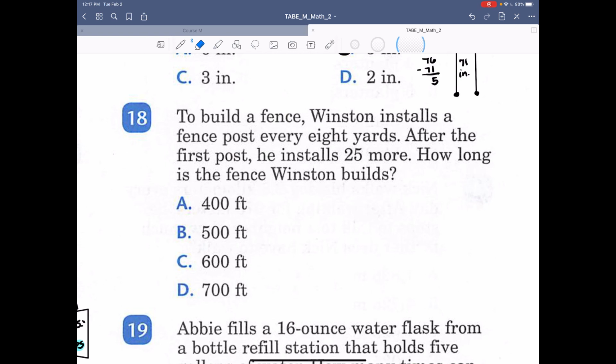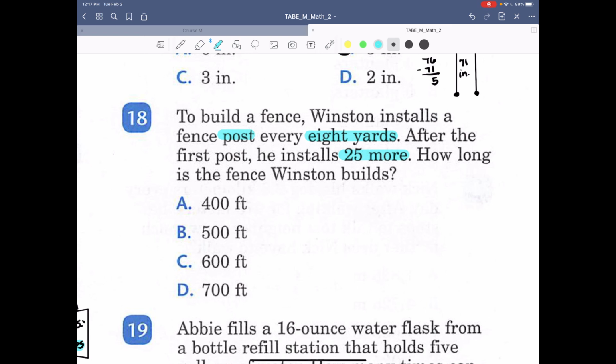Number 18. To build a fence, Winston installs a fence post every 8 yards. After the first post, he installs 25 more. That's building up, which makes sense because he's building a fence. How long is the fence Winston builds?